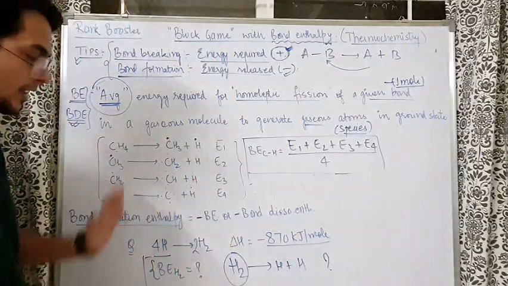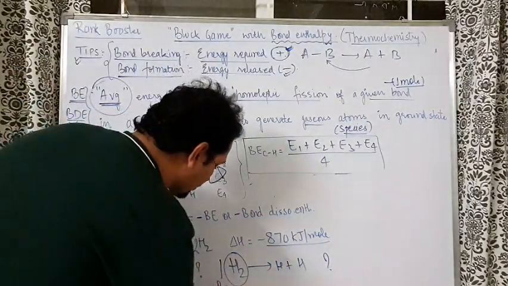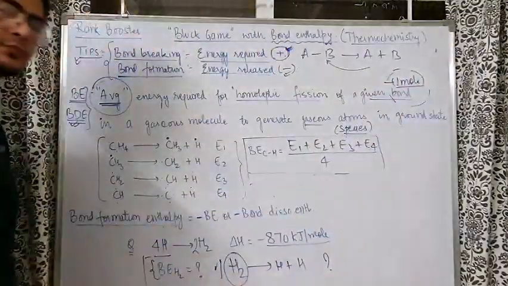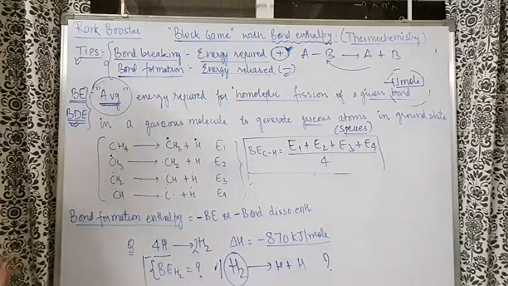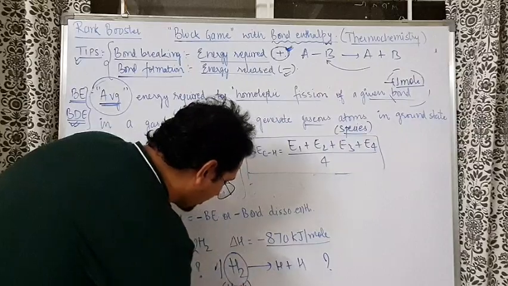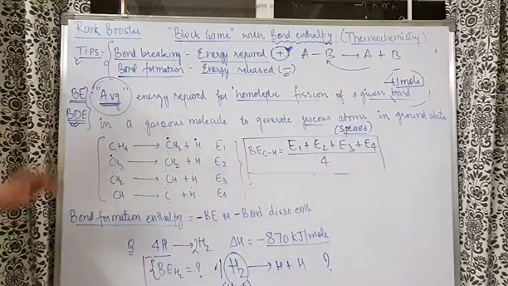That's what they are asking. Sir, 1H2 or 2H2? Beta, 1H2. Sir, why 1H2? Because bond enthalpy is calculated for 1 mole of the bond, and 1 mole of H2 will contain 1 mole of this bond. That's why 1H2 is taken.